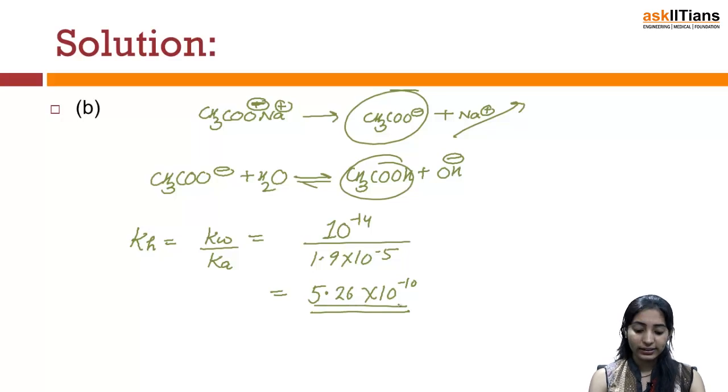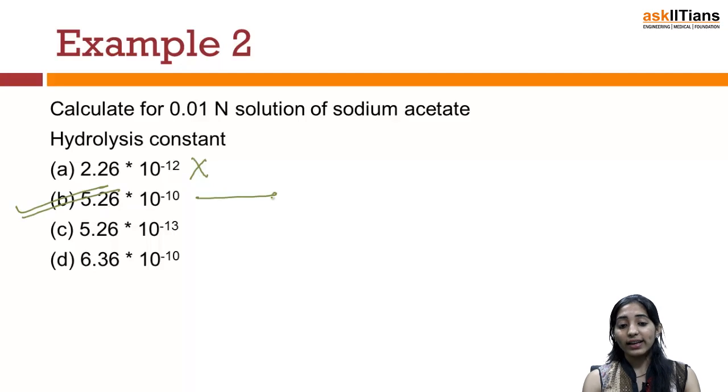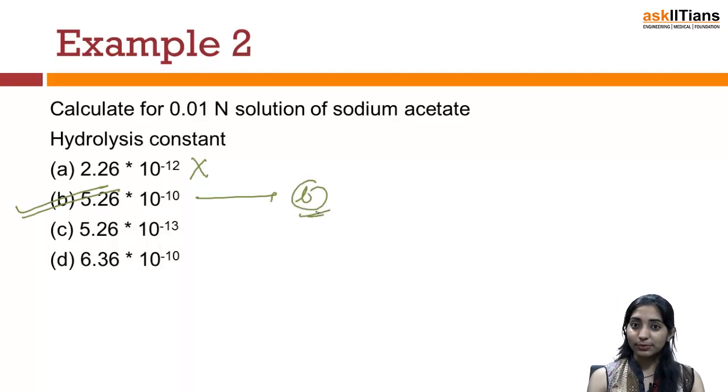Let's see if such a value is given to us. This 5.26 into 10 to the power minus 10. So it's 2.26 into 10 to the power minus 12, no. Oh yeah, so the value given is 5.26 into 10 to the power minus 10. So I can say B is the correct option for this particular question.